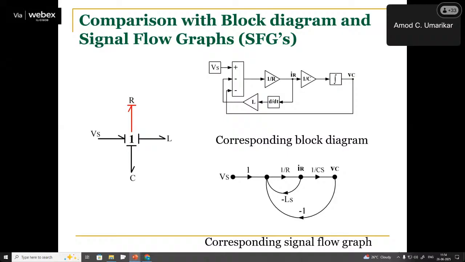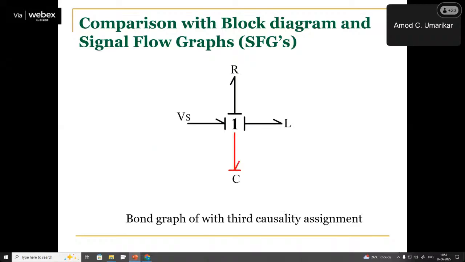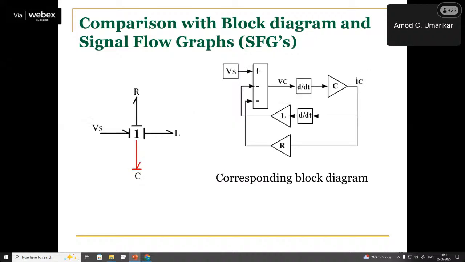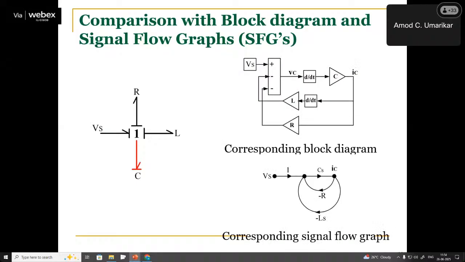Now this is the third causal assignment. Now you can see the corresponding block diagram and corresponding signal flow graph. Is it different? Yes or no?